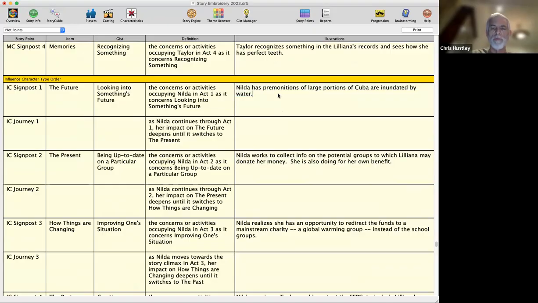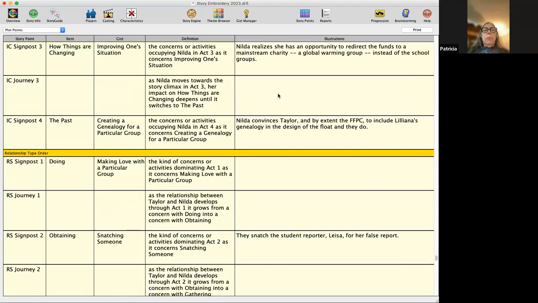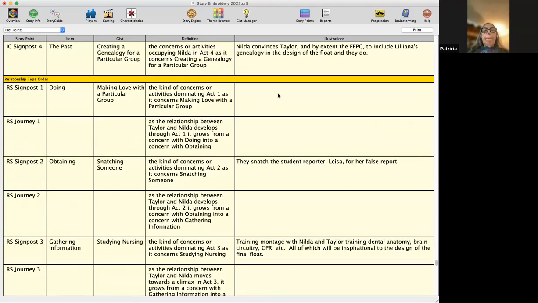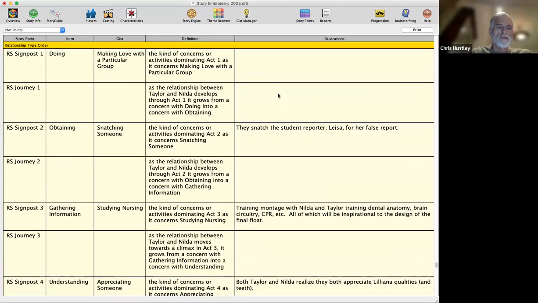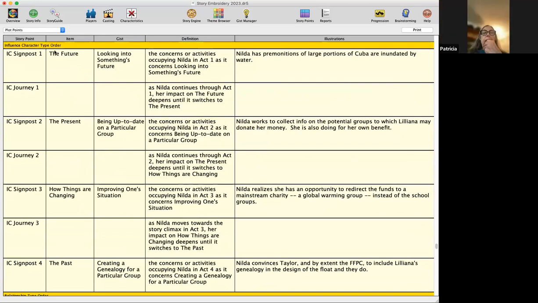Okay, and Chris, what were you saying about this? Well, I saw that it moves, maybe it's one more up because she goes with someone. Who goes with whom? Oh, Nilda. It switches to the present. Oh, and that's in the relationship. It goes, wait, no, it doesn't. It was at the bottom right here. Yeah, the influence card.